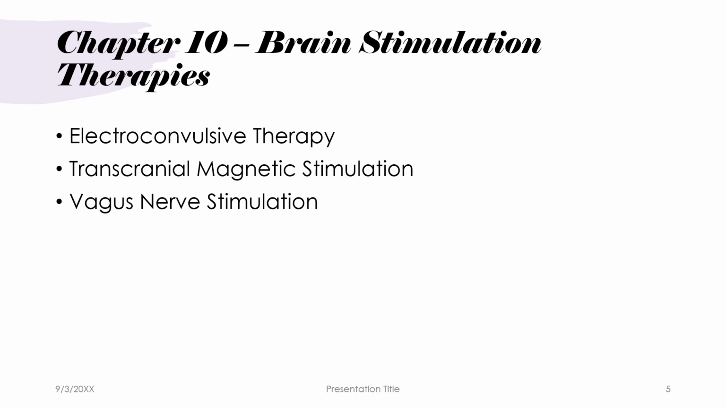TMS is contraindicated for patients with a cochlear implant, brain stimulator, or medication pumps because the metal in the device can interfere with treatment. Then there's vagus nerve stimulation. VNS provides electrical stimulation through the vagus nerve to the brain through a device that is surgically implanted under the skin on the client's chest, similar to a pacemaker device.